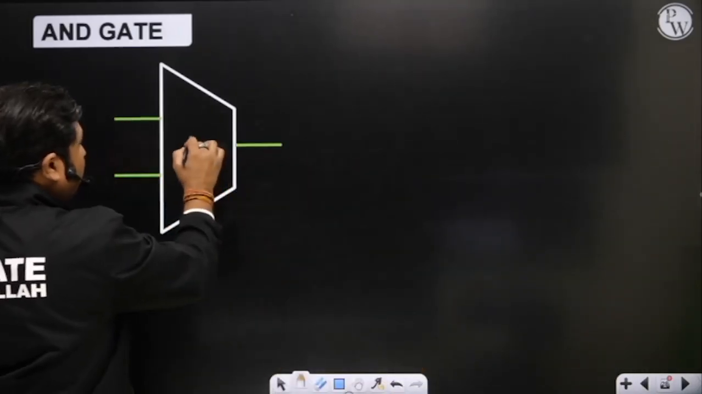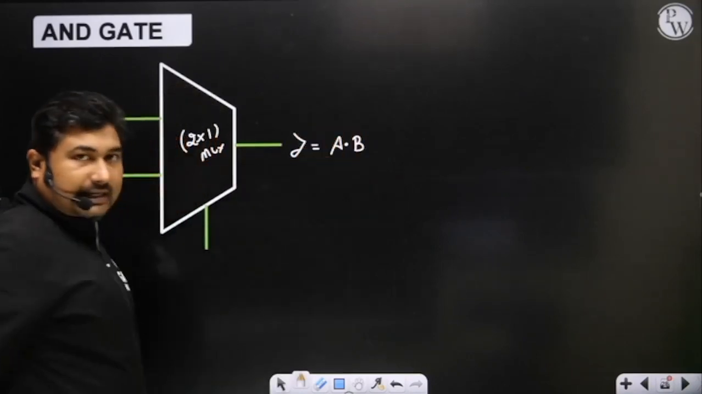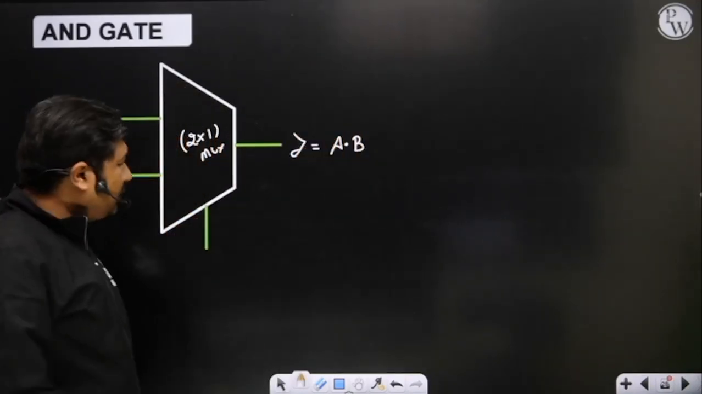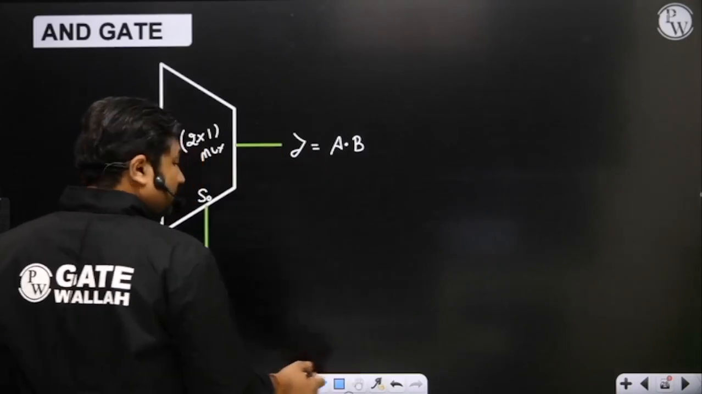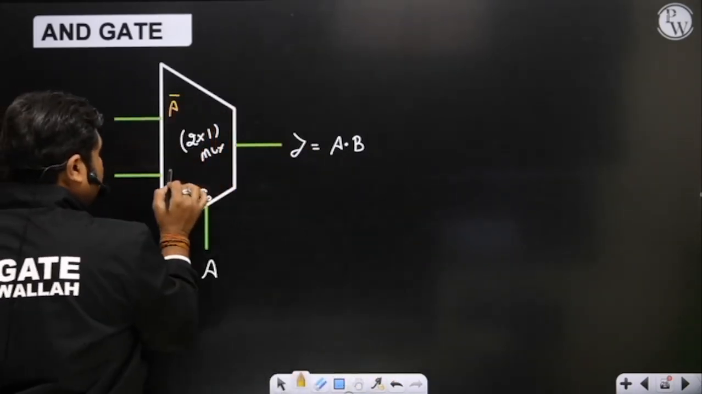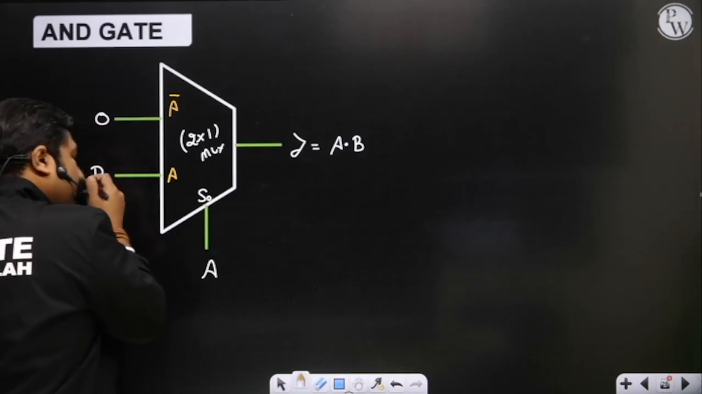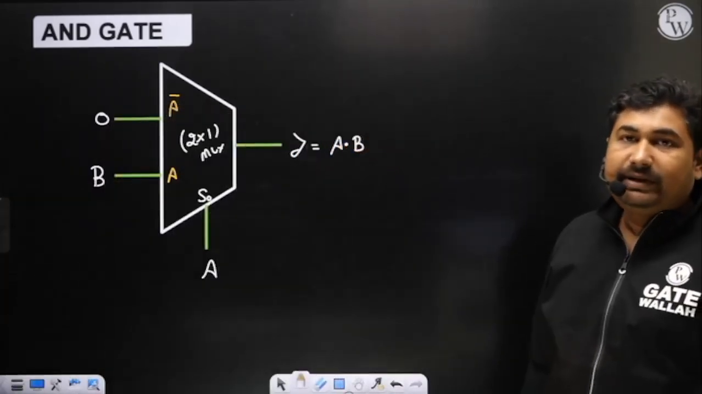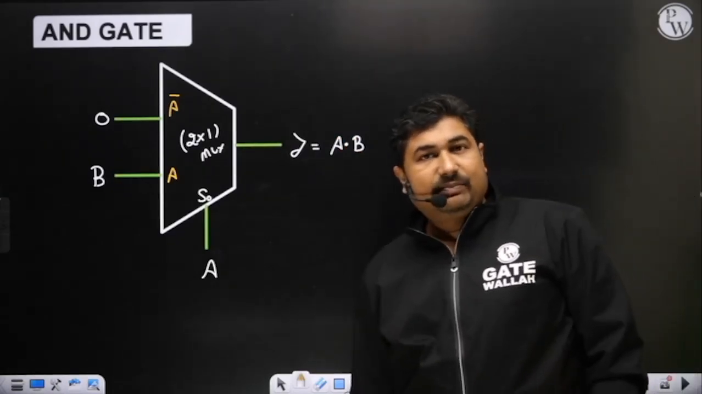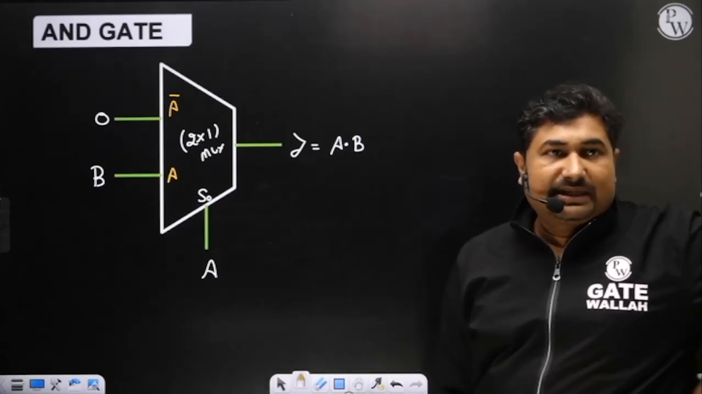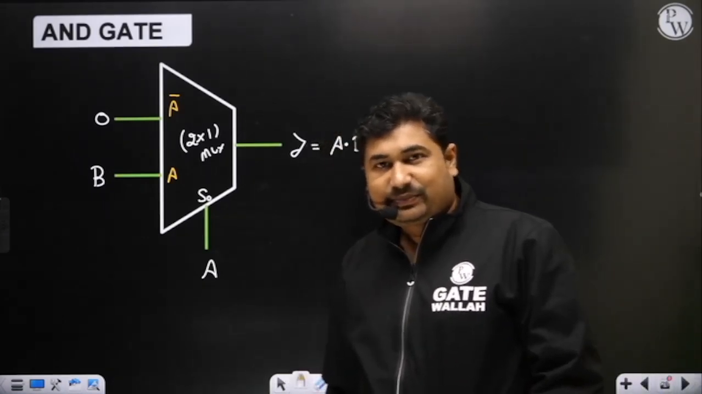Come to the AND gate. How to implement AND gate by using 2x1 mux, sir? We want output y is equal to a dot b. Now out of two variables, only one variable I can apply on the select line. Either you can apply b or a. So I'm going to apply a onto the select line. Because of the select line function, a bar is available on the i0 pin and a is available on the i1 pin. Now, if you apply 0 and b, your function will be implemented. So AND gate can be implemented by using a 2x1 size multiplexer. Is it okay?